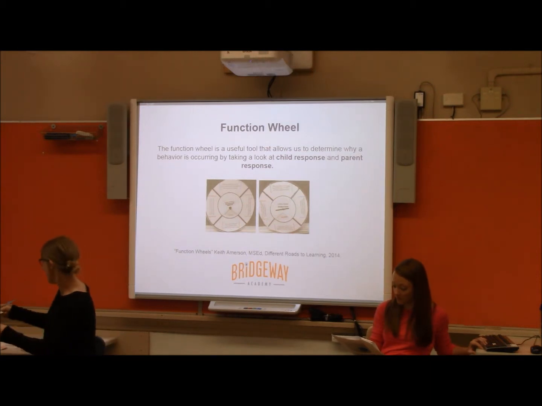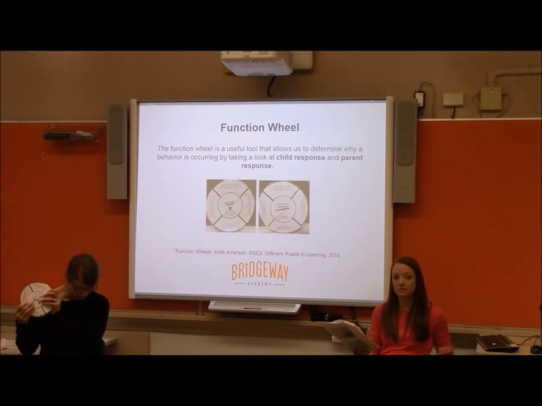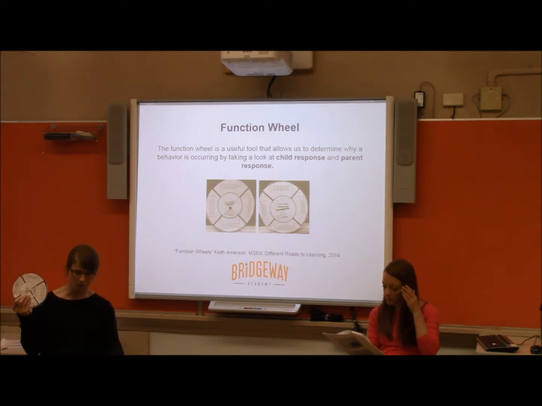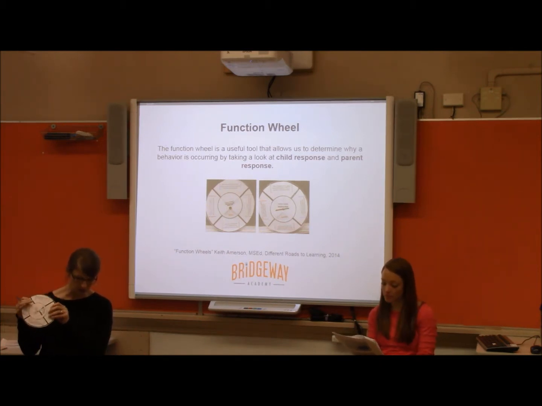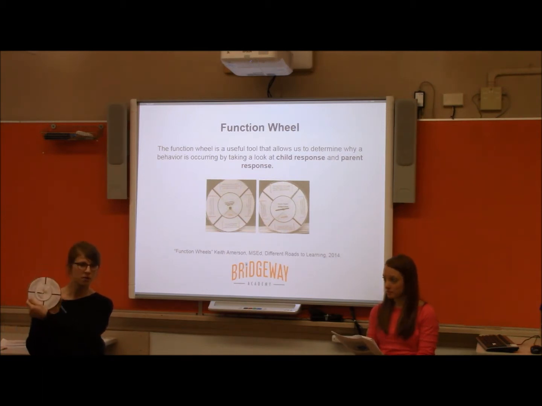Next we will talk about the function wheel. This is a useful tool. Hopefully you all have one. We can get it out and look at it together. It's a useful tool to help determine why the behavior is occurring, the purpose of the behavior. One side says what was your child experiencing, and then the other side says how did you respond. So both sides have all 4 functions, it's just from a different perspective.